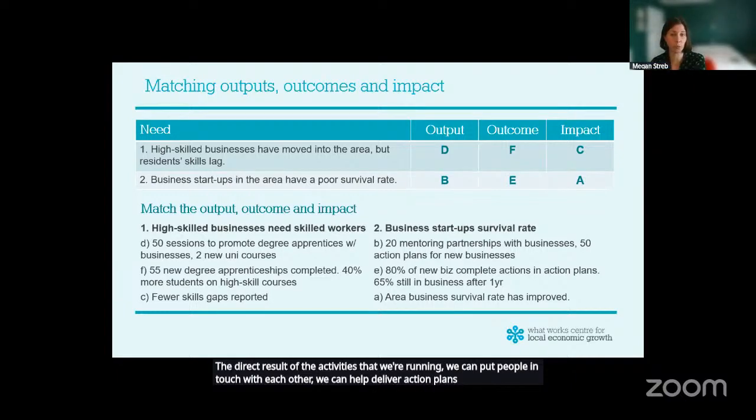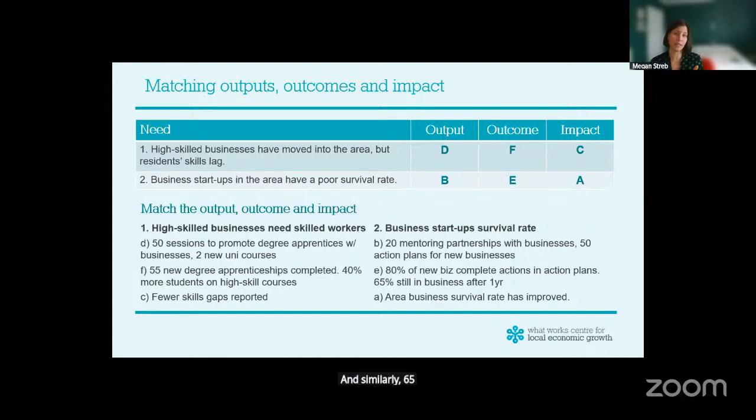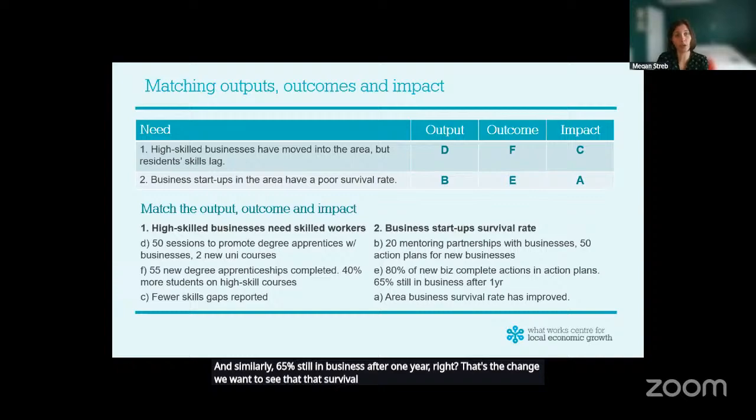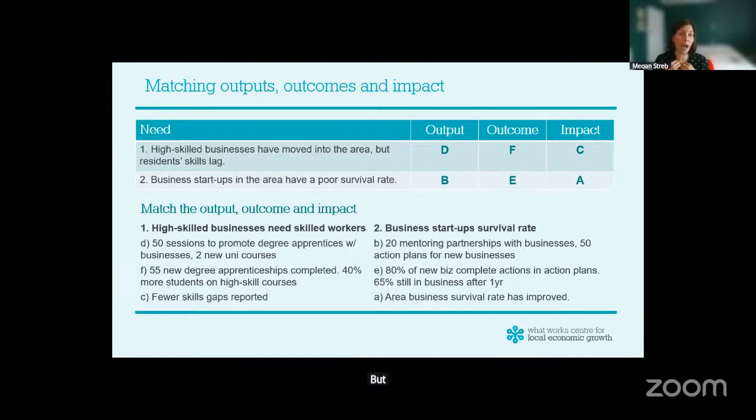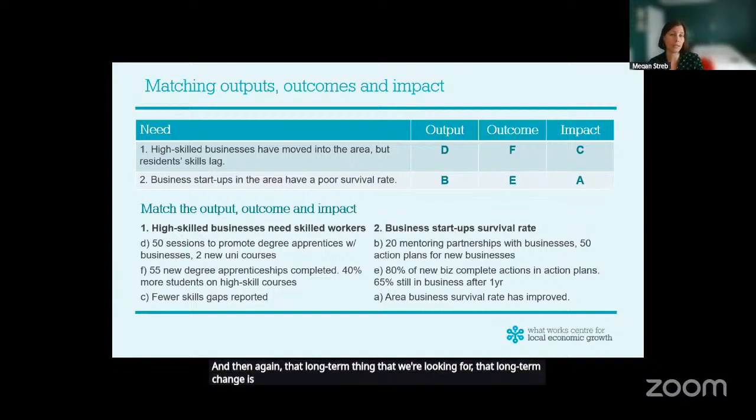And then the change we want to see is E, that 80% of new businesses complete the actions within their action plan. We can write the action plan for them, but whether or not they do the thing might not be in our control. And similarly, 65% still in business after 1 year. That's the change we want to see, that the survival rate has increased. But how much control we have over that is going to be difficult. And then again, that long-term change is A, the area business survival rate has improved.